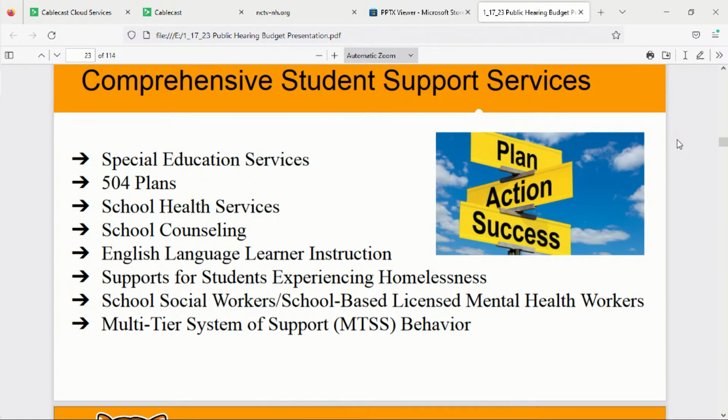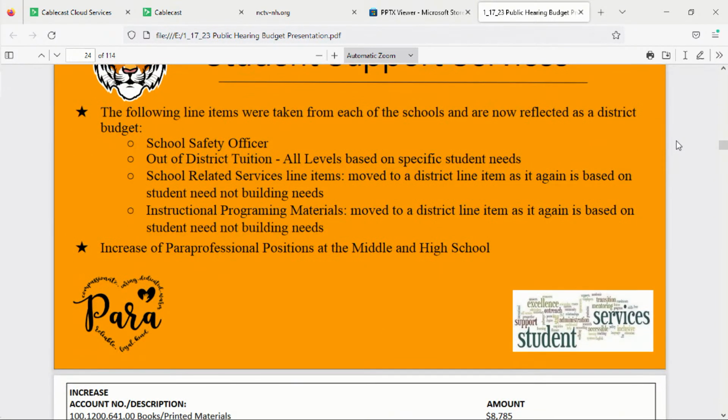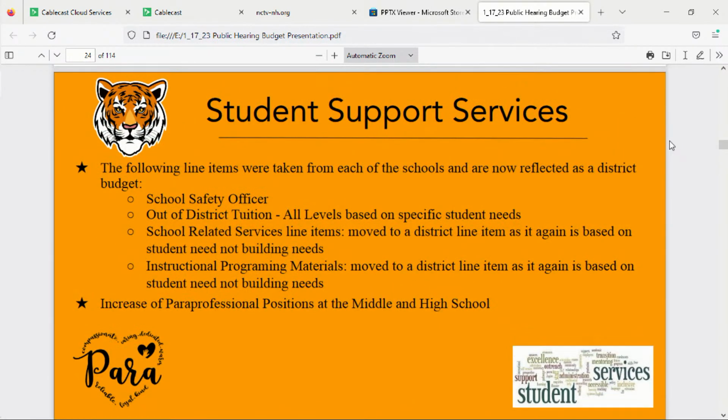Out of district tuition, again, out of district costs aren't by building, it's by student, and students can be in various grades. So having an out of district tuition line as a district versus in each individual school. Same with related service providers, so those are things like OT, PT, occupational therapy, physical therapy, things along those lines. And then instructional programming materials. So those are things like research-based instruction that we do with students.